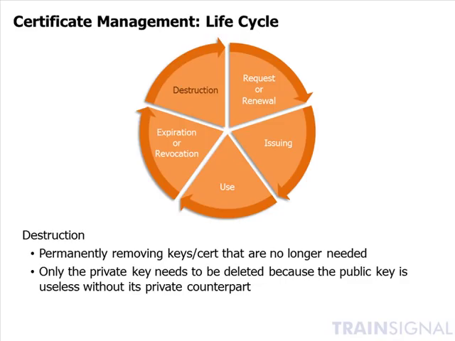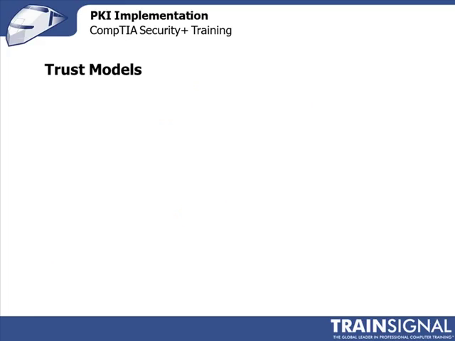Now, key destruction is permanently removing keys and certificates that are no longer needed. This is so they can't be used by attackers for impersonation. Hopefully, we are absolutely sure that the key isn't going to be needed to decrypt anything before we destroy it. Really, only the private key needs to be deleted. The public key is probably in a lot of different places and is useless without the private counterpart. In the world of PKI, trust is the concept of confidence in the certs that a CA signs.